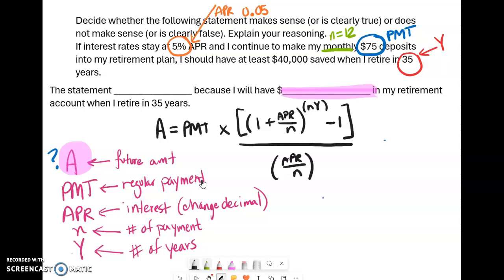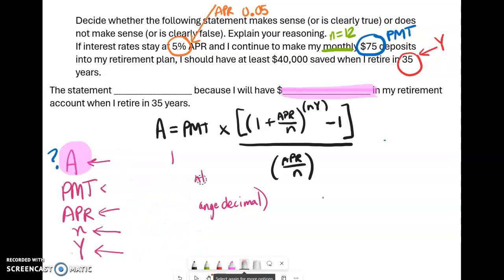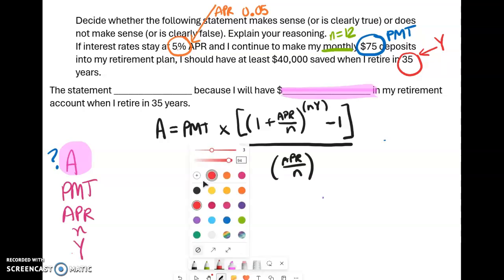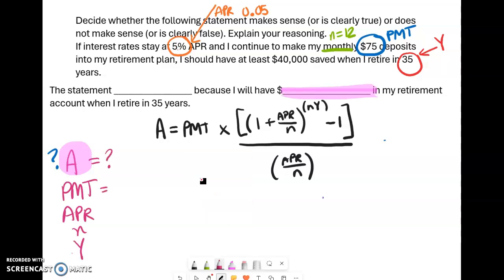But I kind of wrote all this stuff here, so it's kind of in the way. But what I would do is I would erase this, and after I labeled everything and underlined what I need, I would say, okay, this is my unknown. My payment is $75. My APR is 0.05. My N is 12. And the number of years is 35. And then I'll plug it into the formula.